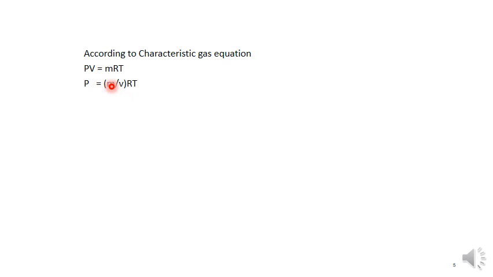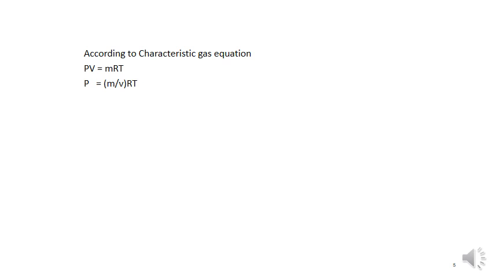In a problem, if they mention the mass and volume, we simply substitute the mass and volume in the characteristic gas equation. But they didn't mention anything about the mass and volume, they gave the density value. We know that the density is the ratio of mass by volume. So I am writing this equation as P is equal to mass by volume into RT. In the problem they asked only for the R value.